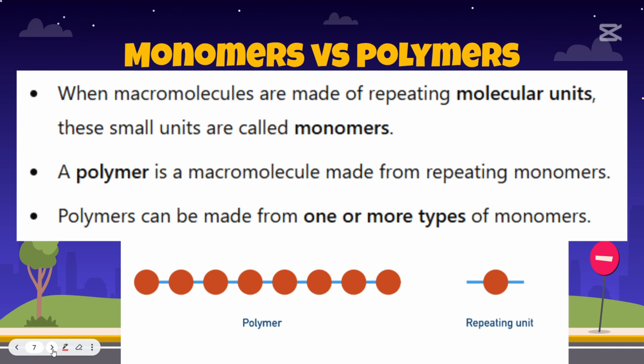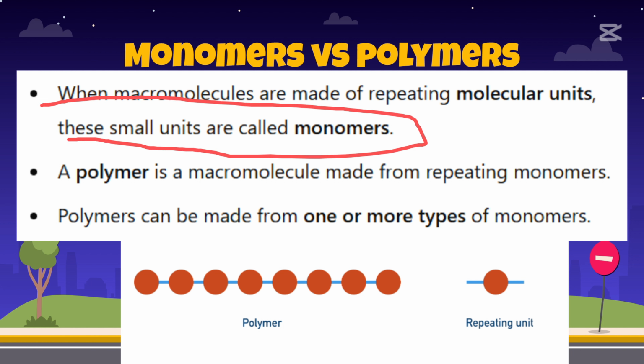Now, a monomer versus a polymer. When macromolecules are made of repeating molecular units, these small units are called monomers. So the repeating unit, the small unit, like the base unit, for example, is the monomer. A polymer, on the other hand, is the macromolecule that is made up of monomers. So the monomer is the repeating unit, but the polymer contains thousands of those repeating units. That would be our difference.